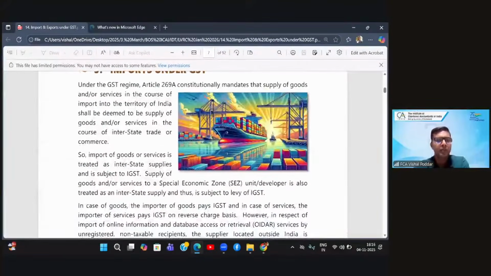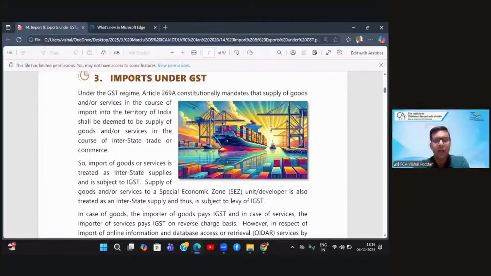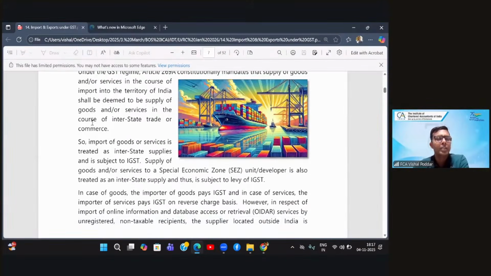Now, with this backdrop, we start with some discussions relating to taxability of import and export, specifically from the perspective of GST law. Before we go to the GST law, as we all know, any taxation law has its genesis in the Constitution. So we first refer to the Constitution to understand whether it permits us to levy taxes on anything coming from outside India, which we call import. One of the supporting entries is Article 269A, which constitutionally authorizes levy on supply of goods or services in the course of import into the territory of India, and it says that such import shall be deemed to be supply in the course of interstate trade or commerce.